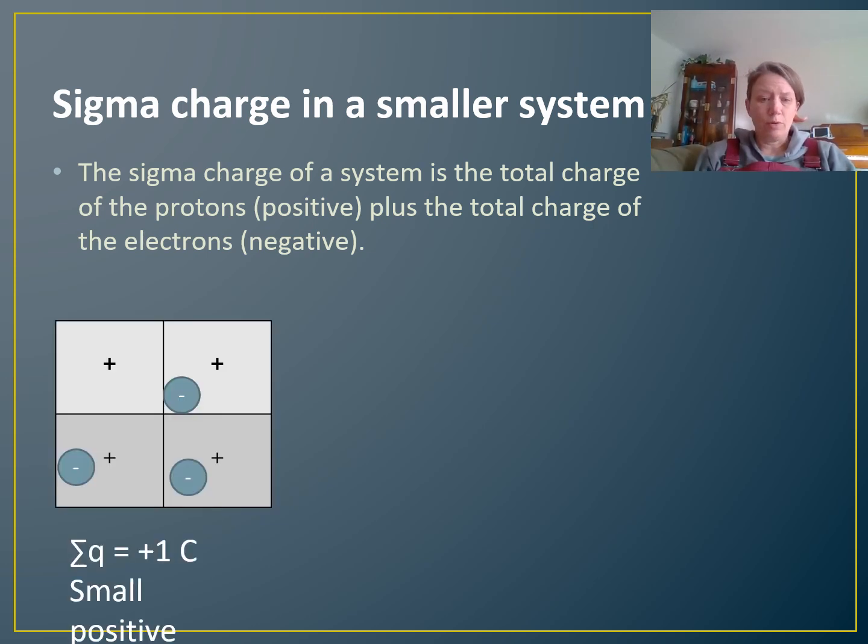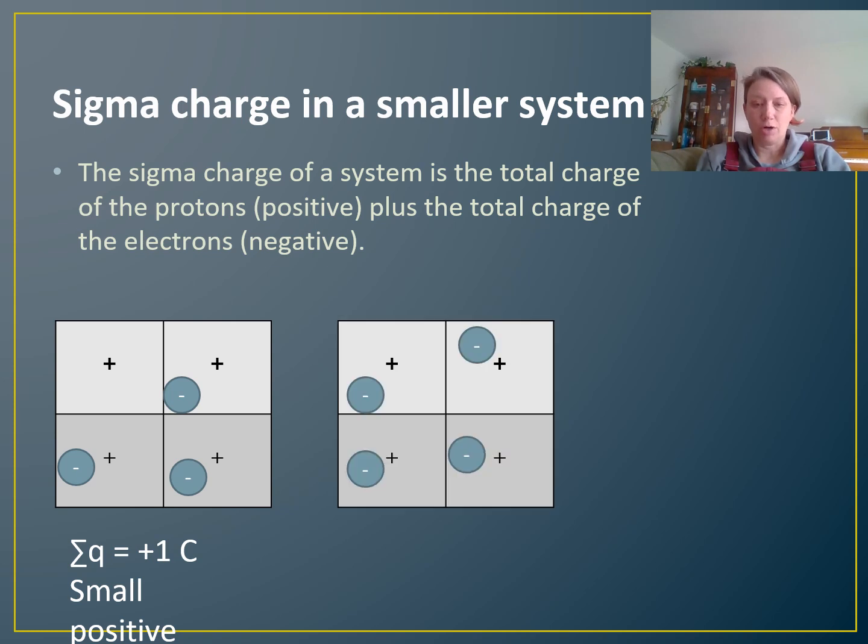So for example, in the system shown below, there are 4 protons, and they are in the nuclei of those atoms. And so those 4 protons would have a charge of +4. And there are 3 electrons floating sort of around the outside of those atoms, and those would have a charge of -3. So overall, the sigma q, or the total charge in the system, is positive 1 coulomb, which is a relatively small positive charge.